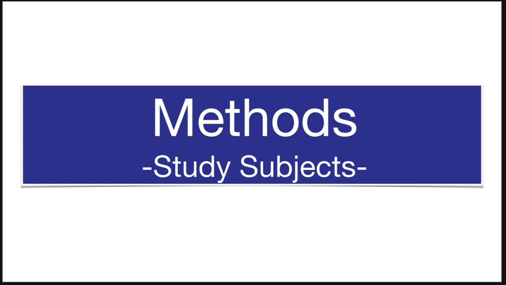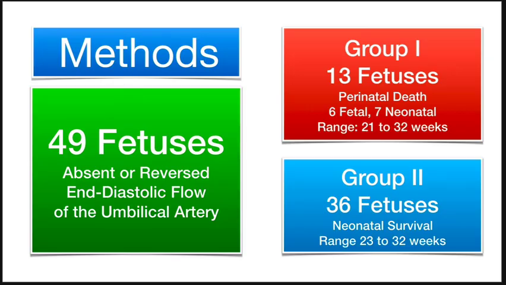Let's now review the demographics of the study subjects. The study consisted of 49 fetuses with absent or reversed end diastolic flow of the umbilical artery. Group 1 consisted of 13 fetuses who experienced a perinatal death. Of the 13 deaths, 6 occurred in utero and 7 in the neonatal period. Group 2 consisted of 36 fetuses who survived the neonatal period.